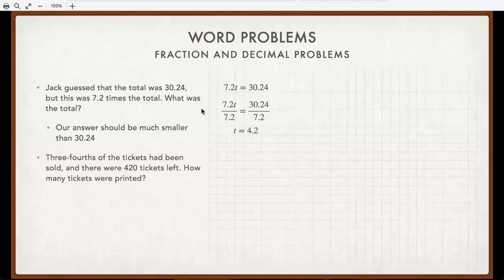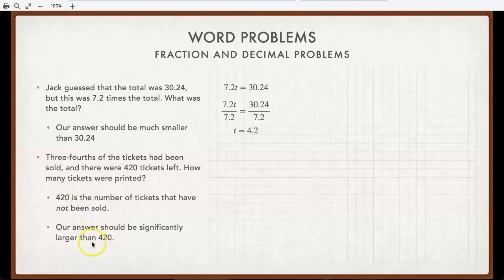Another example. 3/4 of the tickets had been sold and there were 420 tickets left. How many tickets were printed? So again, note here the situation. 420 is the number of tickets that haven't been sold. They say 3/4 here have been sold, but the number that they give us is of the tickets that haven't been sold. So our answer should be larger than 420.